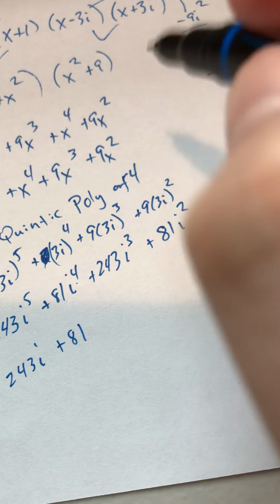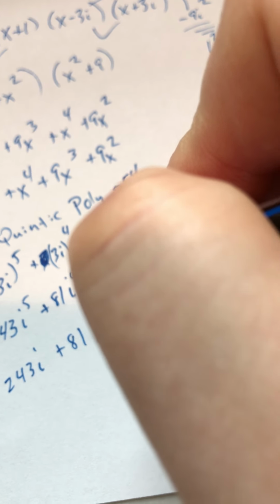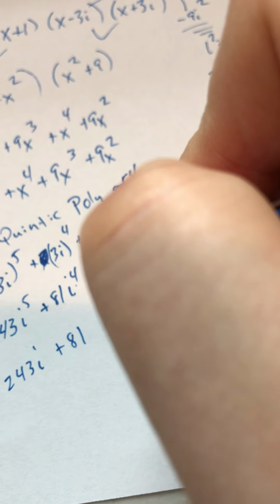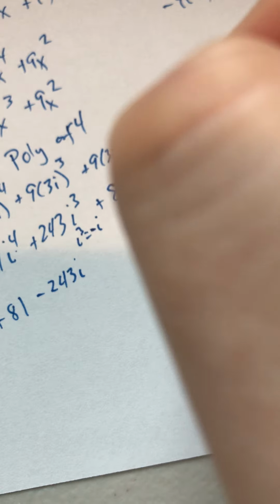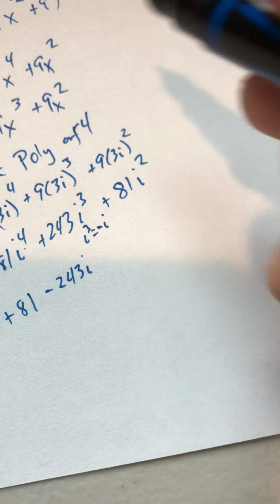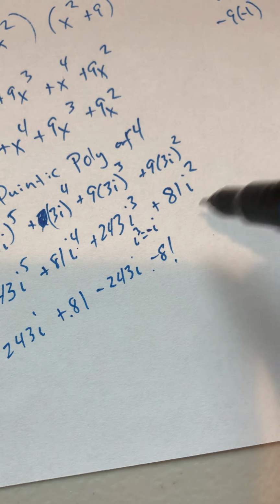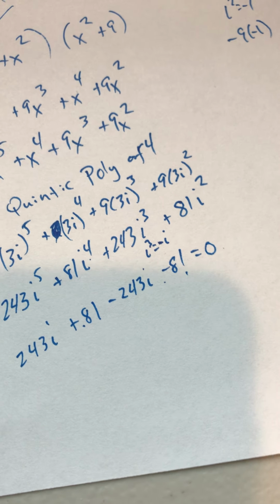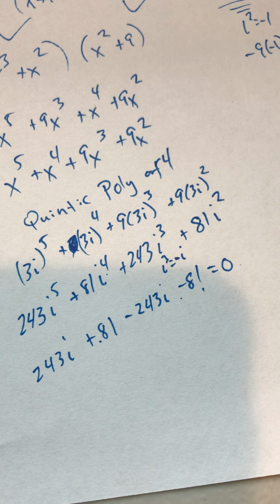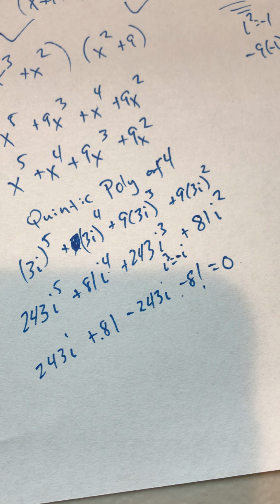i cubed is equal to negative i. So this actually becomes a minus 243i. And then i squared is negative 1. So this becomes a minus 81. And if we take a look, these two things cross out, those two things cross out, and we would be left with 0. So even with the i's checking, it still works out. So our equation's legit.